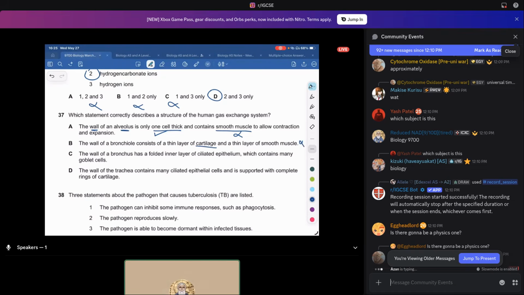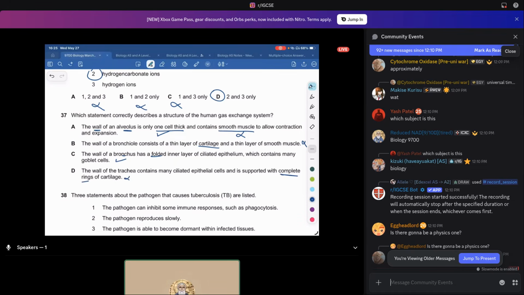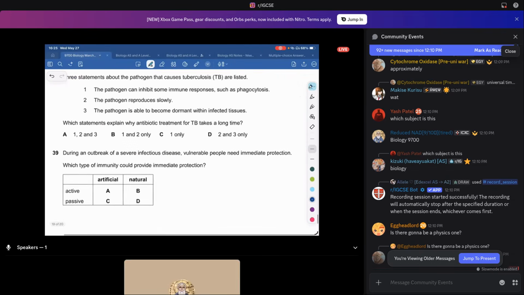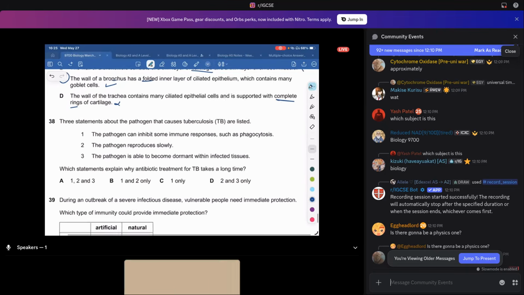The wall of the bronchiole consists of cartilage. No, only bronchi and the trachea have cartilage. The wall of the bronchus has a folded inner layer of ciliated epithelium which may contain goblet cells. True. The wall of the trachea contains many ciliated epithelial cells and is supported with complete rings of cartilage. No, there are no complete rings of cartilage. At max, we have in the trachea C-shaped cartilage, and the small space there is for the esophagus during peristalsis, so the food doesn't get stuck. So the answer is C.